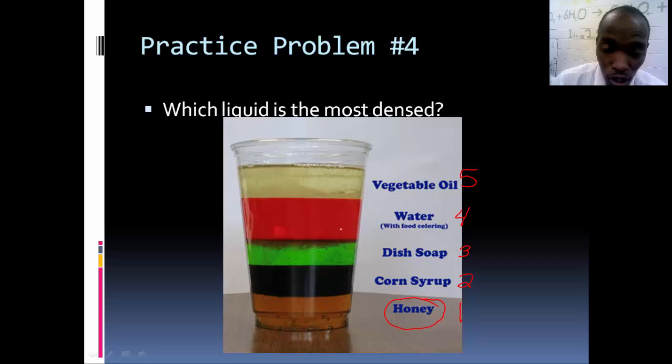Alright? So water has a density of 1.0 grams per cubic centimeter. Anything that has a density larger than 1.0 grams per cubic centimeter, they're going to sink. Anything with a density of less than 1.0 grams per cubic centimeter, like 0.9 or below, they're going to float above water. Alright, so of course, dish soap, corn syrup, and honey must have a density greater than 1.0 grams per cubic centimeter.